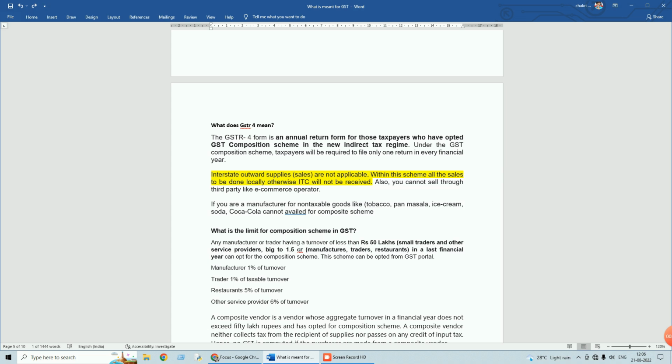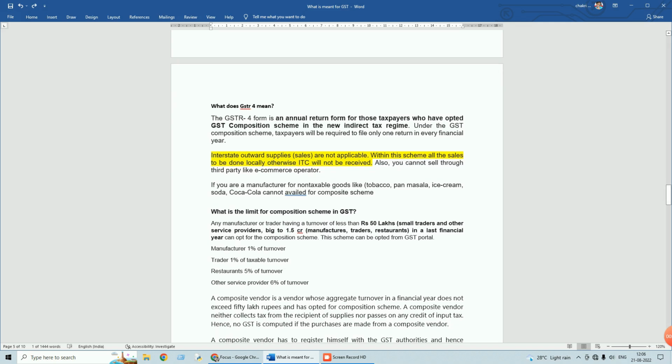Now for every category of business owners, they have given a different percentage. A manufacturer has to pay 1% of the turnover every year, so they have to do their self returns. A trader has to pay 1% on the taxable turnover. Whatever he invoices, the taxable amount, the total summary of the taxable turnover, he has to pay 1%.